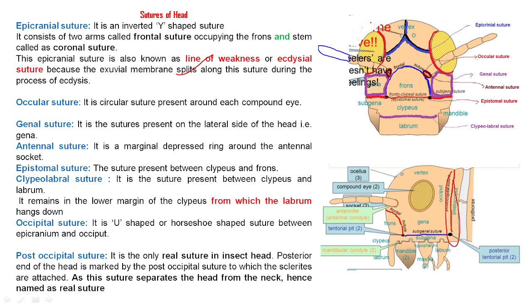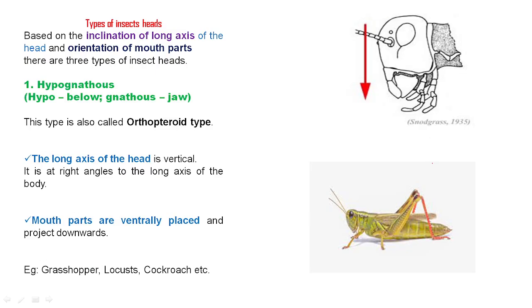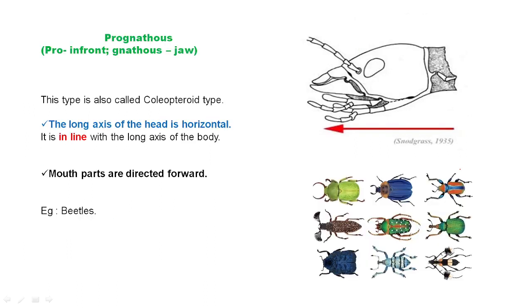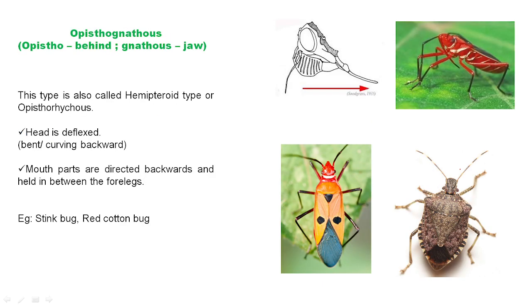See here, this is the post-occipital suture, and this is the only real suture of insect head. It is so called because it separates insect head from the neck. See here the types of insect head. Based on the bending or inclination of the long axis of the head and orientation of the mouth parts, there are three different types of insect heads, that is hypognathous head, prognathous head, and opisthognathous head.